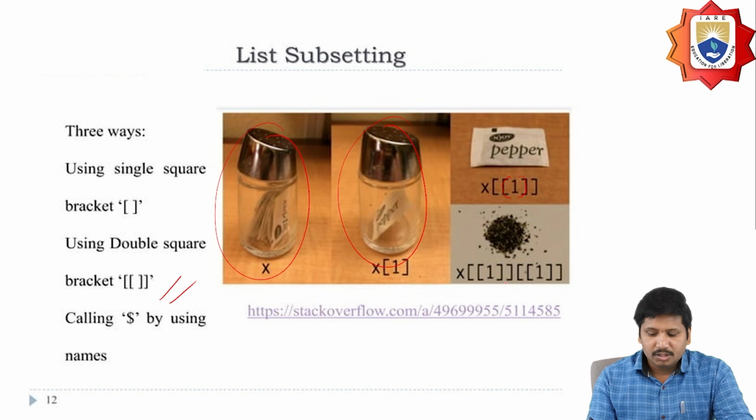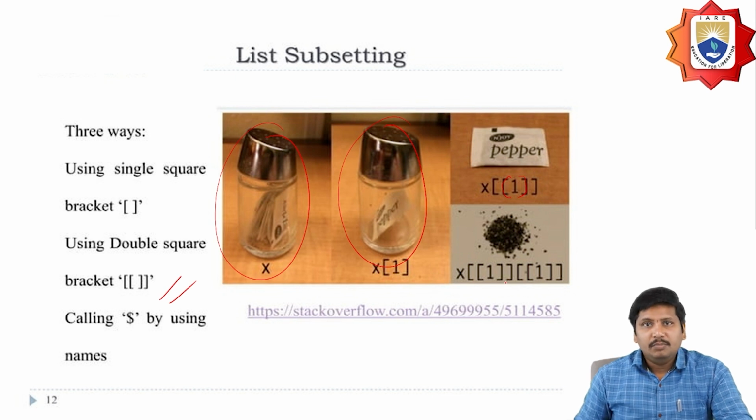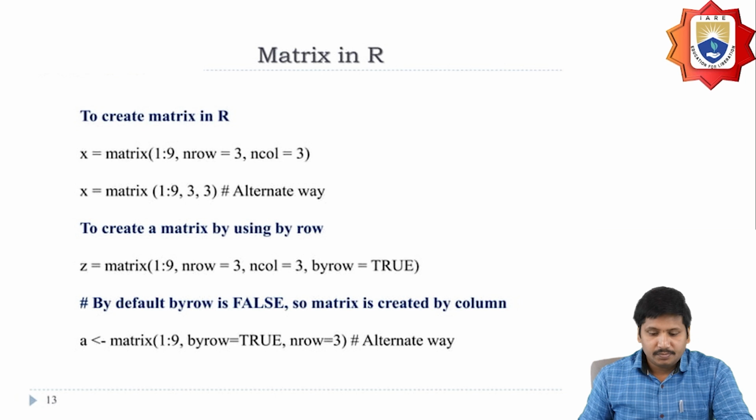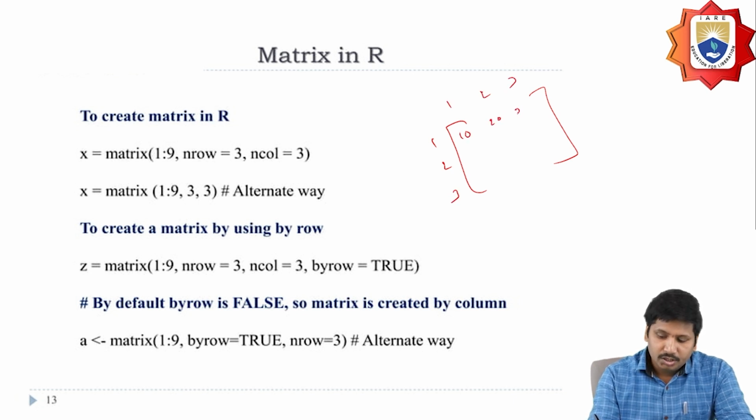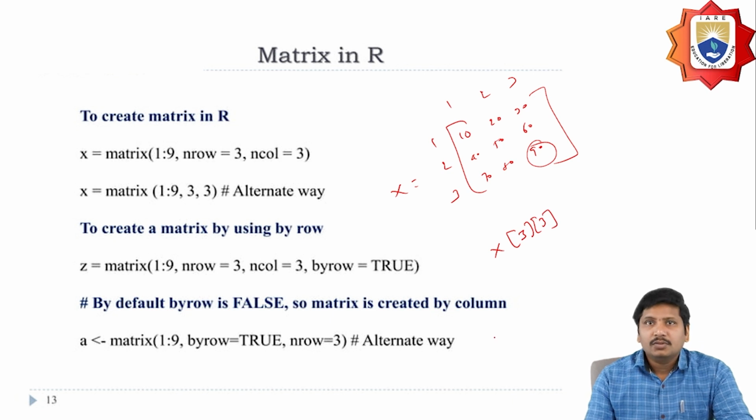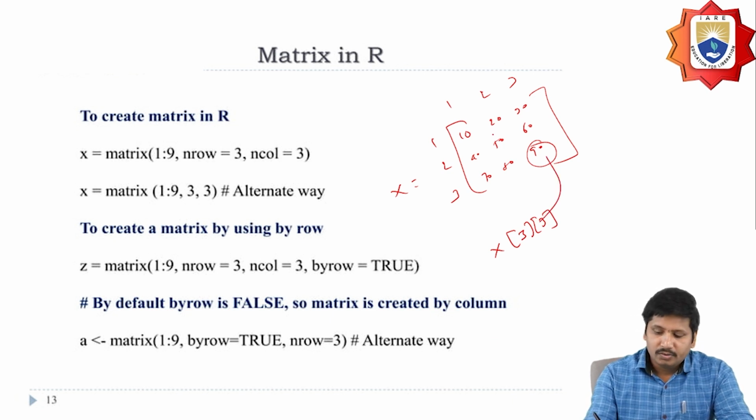And with the double square bracket also, I can access the list element, whereas in the case of a matrix, see the matrix, how can we access it? This is the matrix, and these are the index values: 10, 20, 30, 40, 50, 60, 70, 80, 90. How can I access this particular value? If the matrix is x, then x of 3 comma 3. Like this I can access this particular value. How can I access this one? x of second row and then second column.